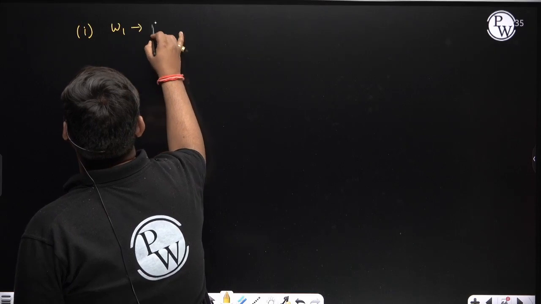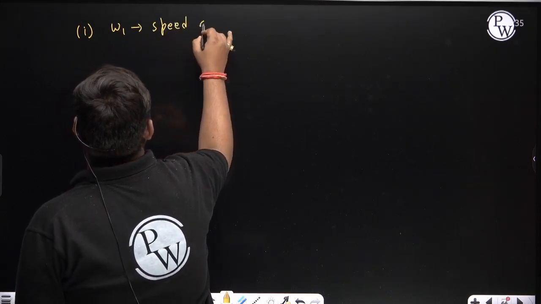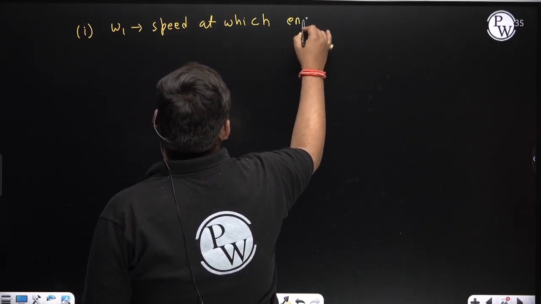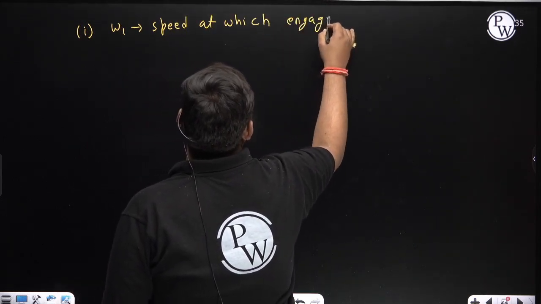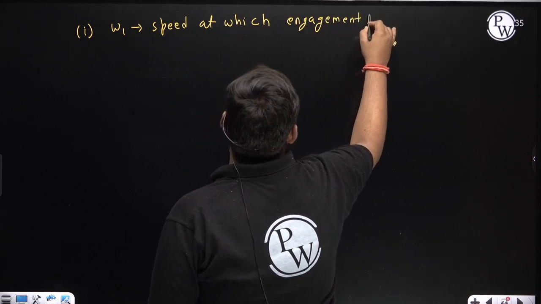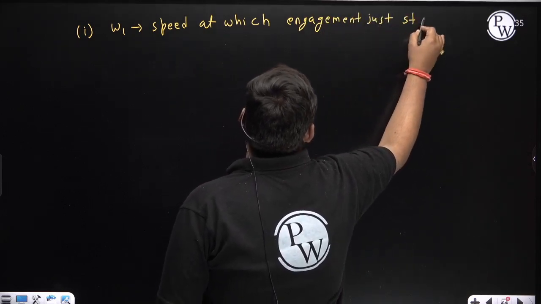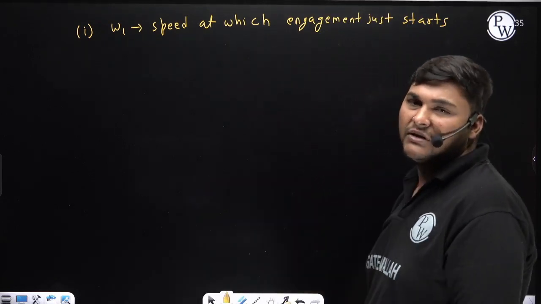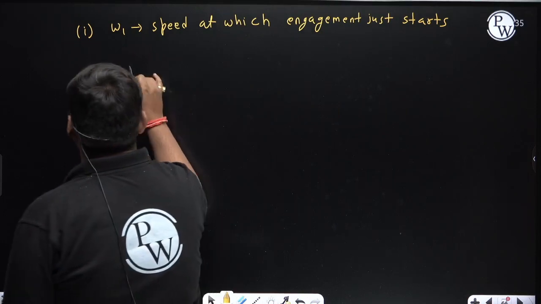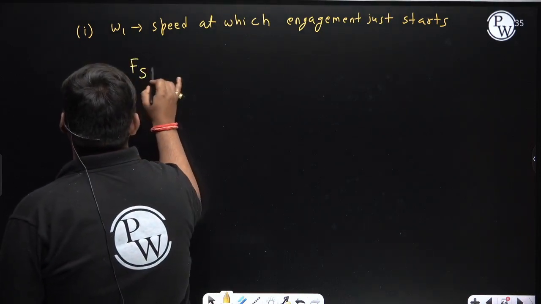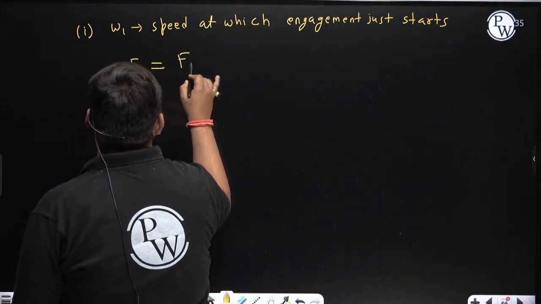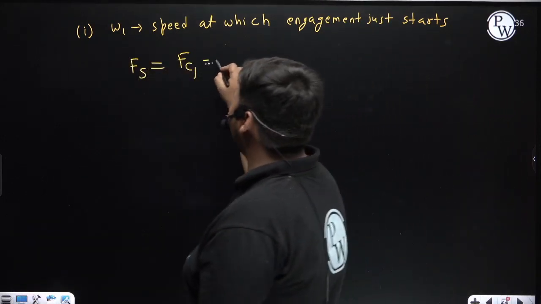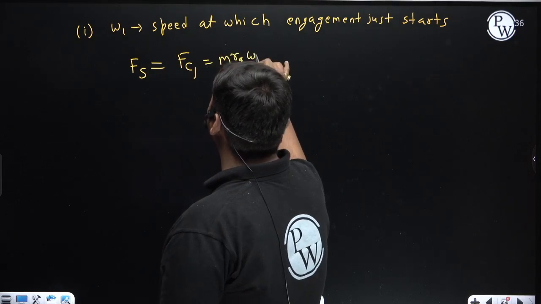Omega 1 is the speed at which engagement just starts. If the actual speed is less than omega 1, there is no engagement; greater than omega 1, there is engagement. So how can we calculate omega 1? The spring force at the just engaged position will be equal to the centrifugal force at the just engaged position, that is Fc1. And the formula to calculate Fc1 is nothing but m Rg omega 1 square.